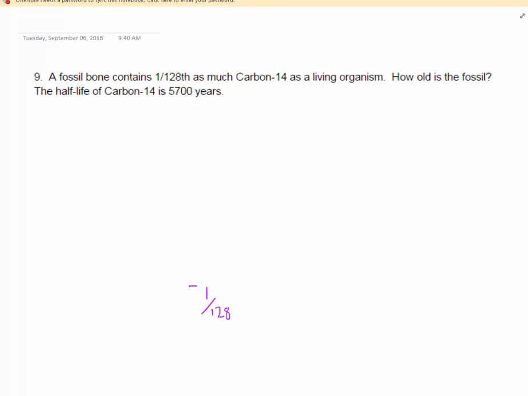1/128. If you double that, you get 1/64. If you double it again, you get 1/32. Double it again, you get 1/16. Double it again, you get 1/8. Double it again, you get 1/4. And if you double it again, you get 1/2.